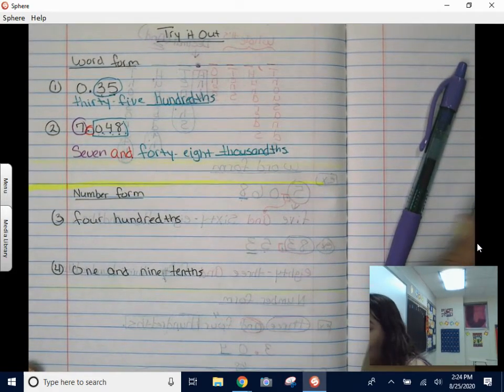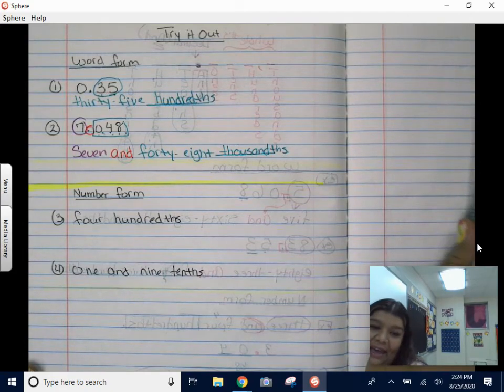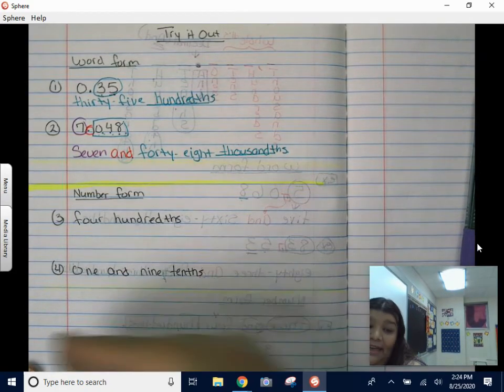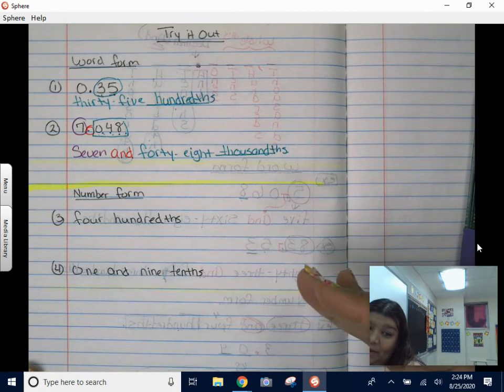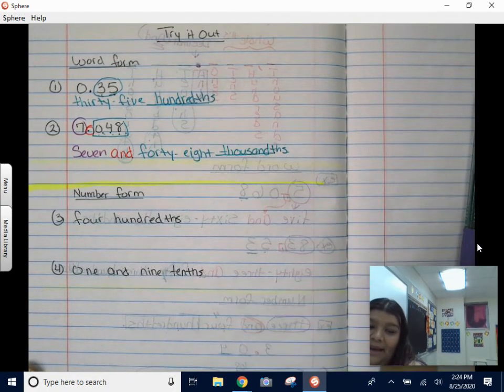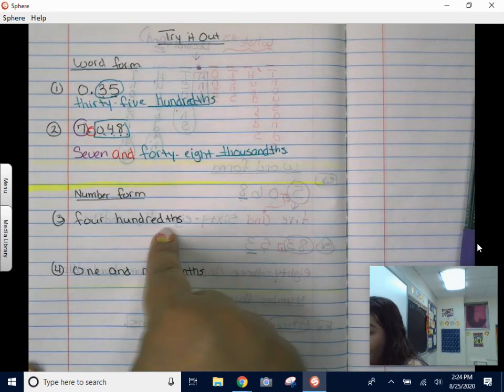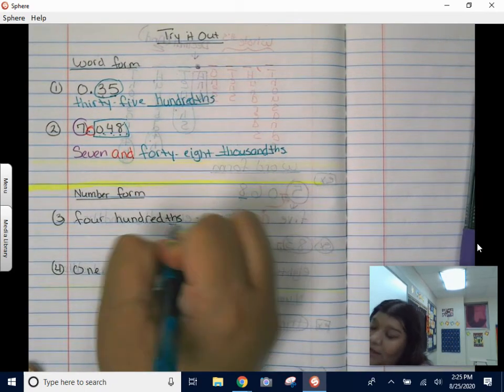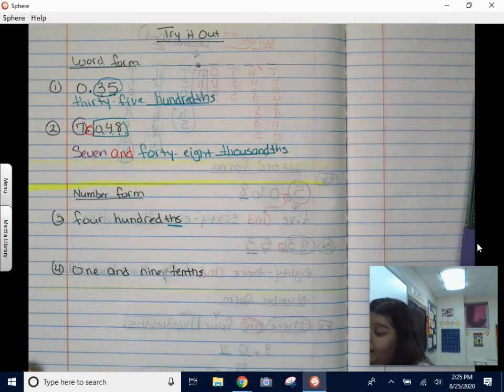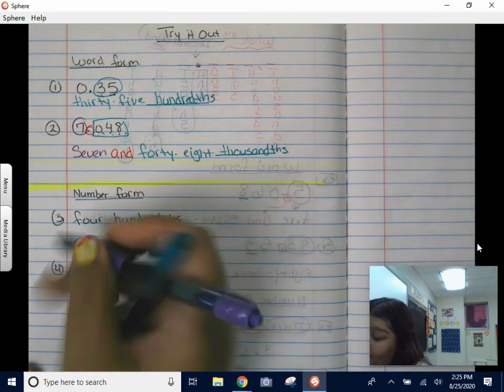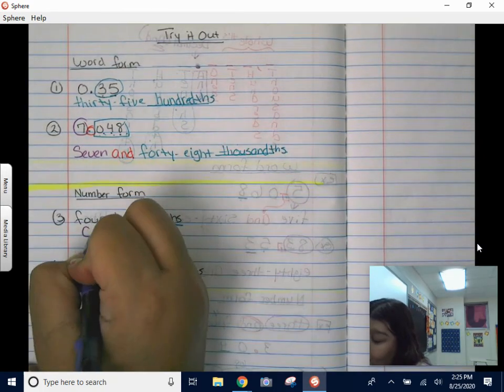All right. Now the number form. Okay. I gave you 4 hundredths. This one doesn't have the word and. So I had to figure out, is it a decimal or is it a whole number? This THS right here tells me it is a decimal. Okay. So I do not have a whole number.